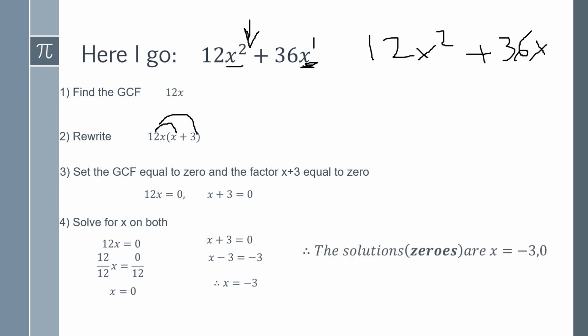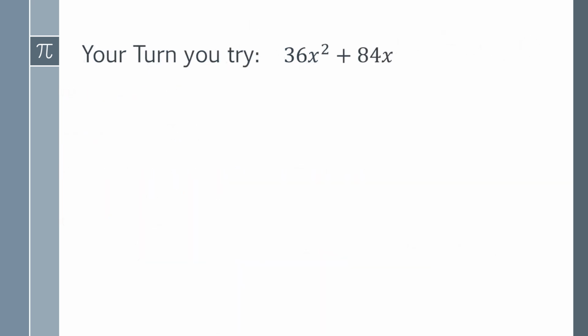All right, so our solutions, or another word for solution is zeros, are -3 and 0. So zeros is another word for a solution. All right, I want you to try doing this by yourself exactly as I did the previous example. Pause the video and try it.